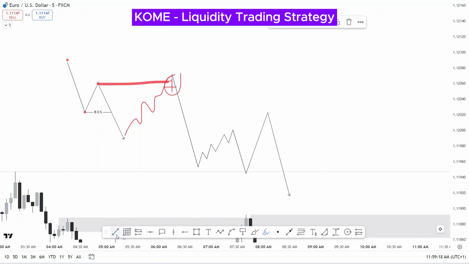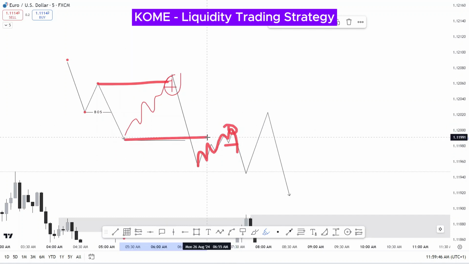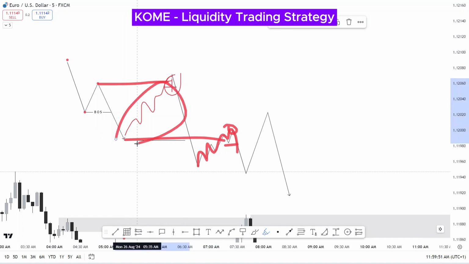After we have identified our break of structure right here, the next thing ought to be our inducement. And where's our inducement? This is our inducement. But what happened? Immediately price started creating higher highs, higher lows, higher highs, higher lows, and broke this low, meaning a new high has been created, and this high was created inside of this structure after the break. I just hope you are getting it.